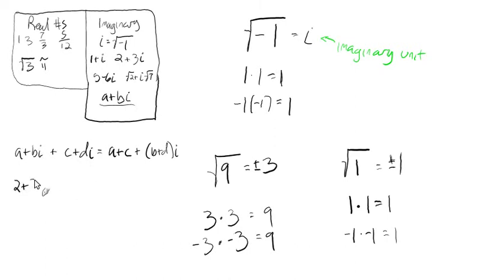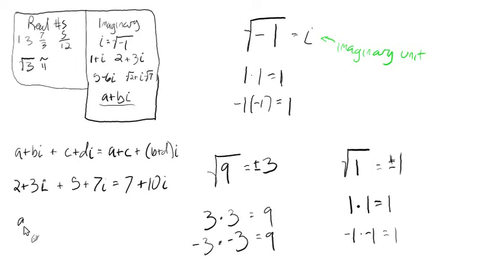So here's an example. 2 plus 3i, that's an imaginary number, plus 5 plus 7i, there's another imaginary number. We'll add them together. Add the 2 and the 5, that's 7. We got 3i here and 7i here. Just like if we had 3x plus 7x, we just have like terms. We'll add them together. We get 10i.